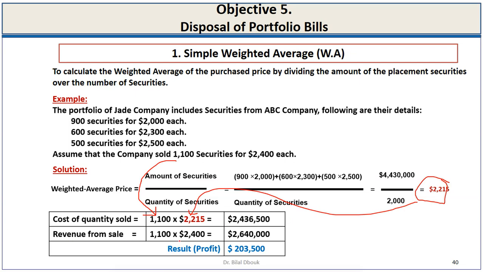The revenue from sale would be 1,100 times the sale price, which is 2,400, given. This is the sale price given. So we got a total sale revenue of $2,640,000. So we have a result of profit of $203,500 as a net profit from this sale.